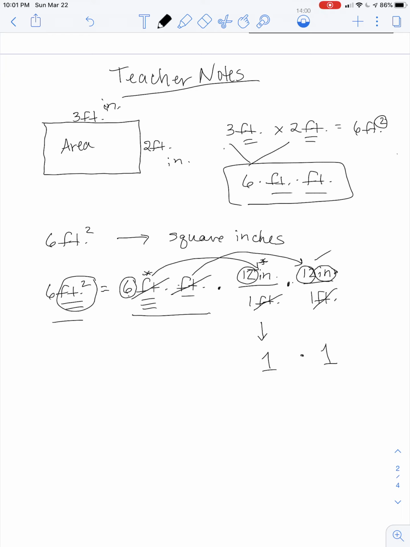Now let's do our math. So I'd have 12 times 12 is 144, and 144 times 6 equals 864 inches squared. And that's the answer to that. So that's how we convert area problems, breaking down from square feet to square inches. Now let's do one together.